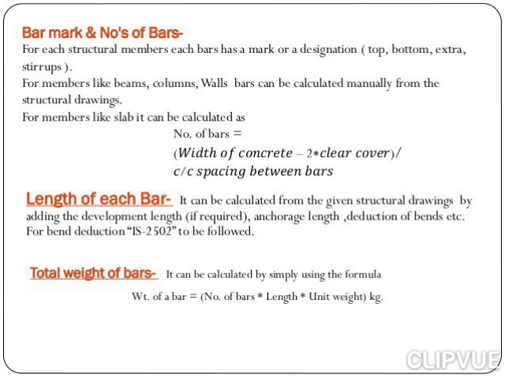The length of each bar. It can be calculated from the given structural drawings by adding the development length, anchorage length, and deduction of bends, for which bend deduction according to IS 2502 is to be followed. Therefore, the total weight of bars is equal to total number of bars into length into unit weight.